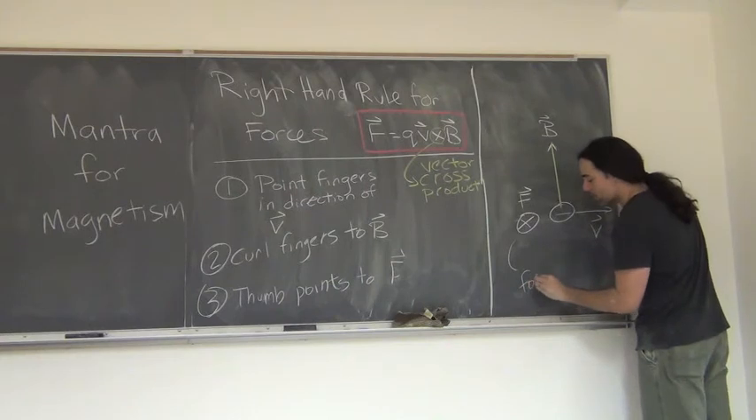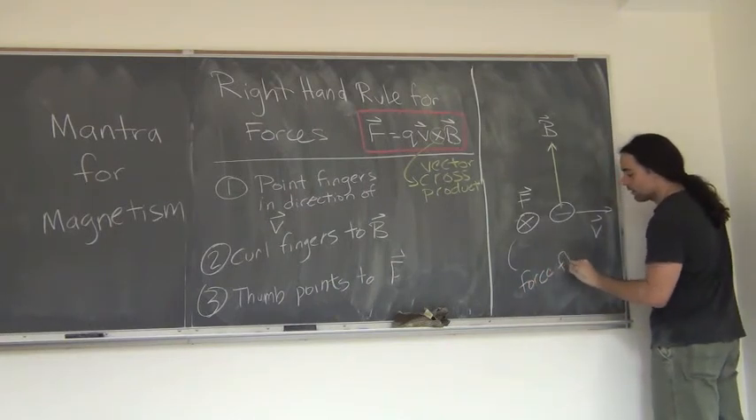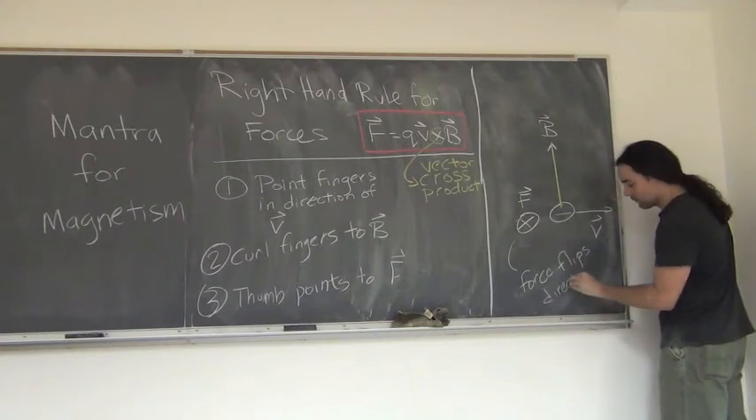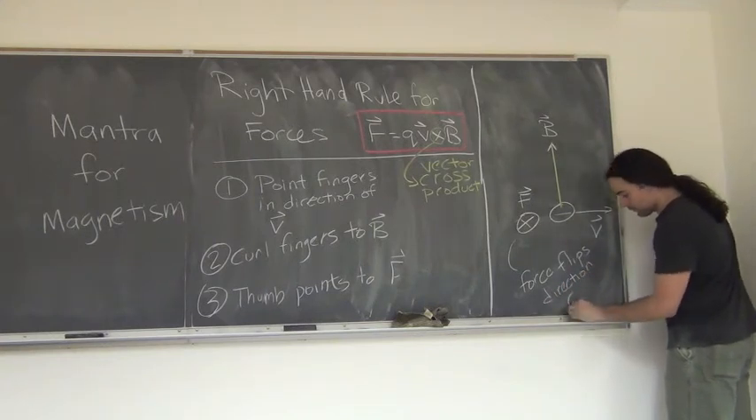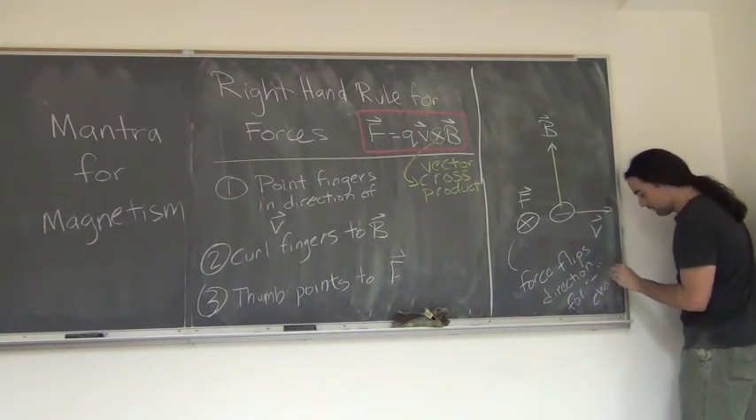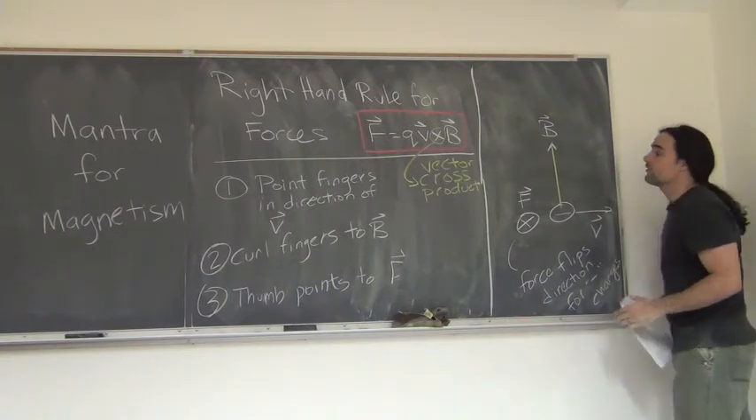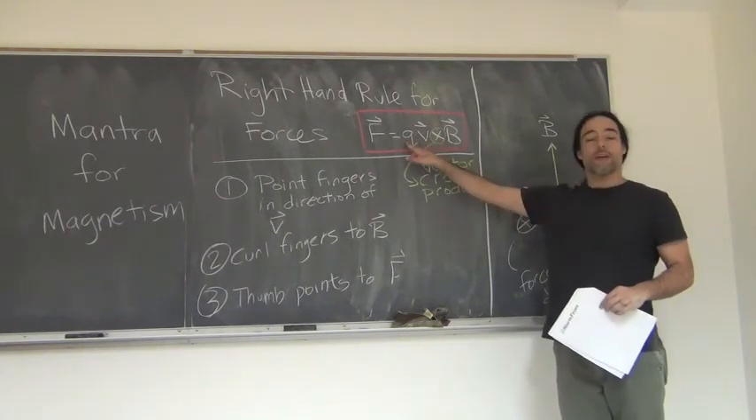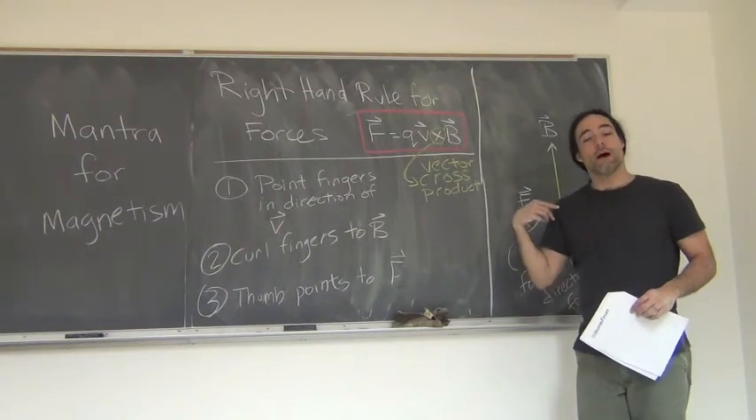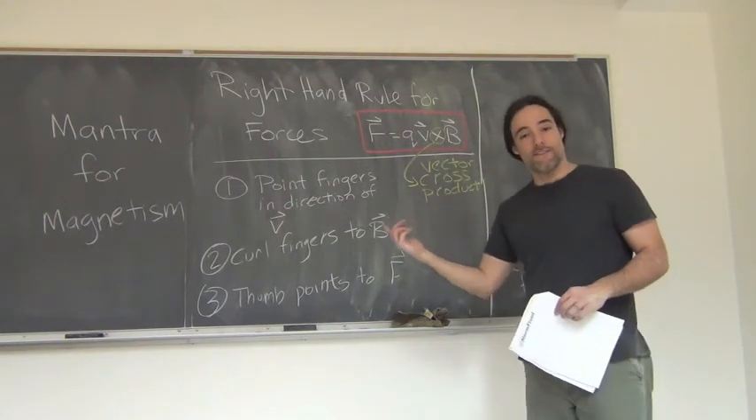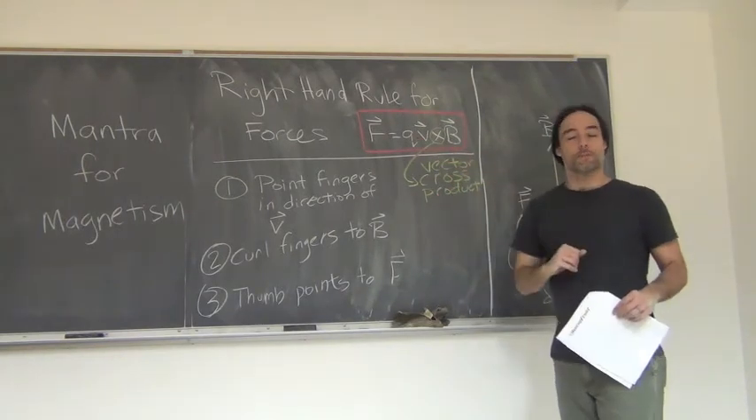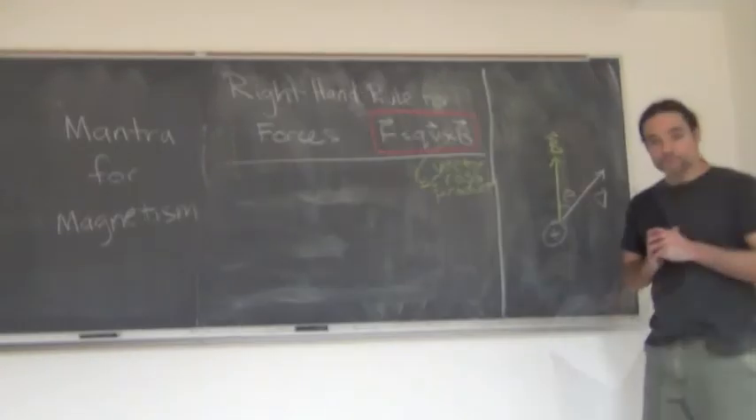So the force flips direction for negative charges. The only reason it does that is because we have this Q in the force equation. So when you multiply a negative times a vector, it flips the direction of the vector. So a negative charge will just flip the direction of that force.